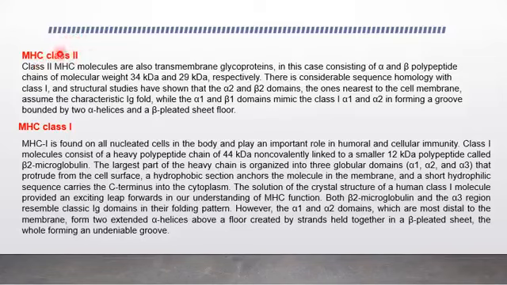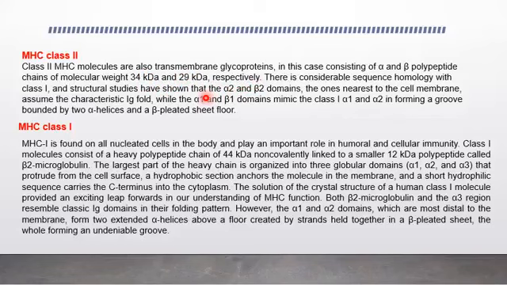We've got here two types of MHC molecules. We've got MHC class 2. We've got the MHC class 1. MHC class 2 molecules are also transmembrane glycoproteins. So the MHC class 2 is a transmembrane protein, in this case consisting of alpha and beta polypeptide chains of molecular weight 34 kilodalton and 29 kilodalton respectively.